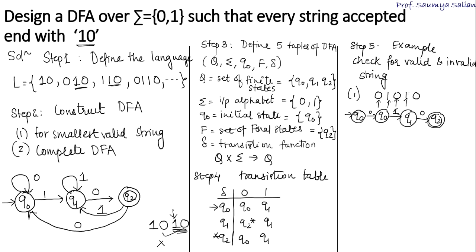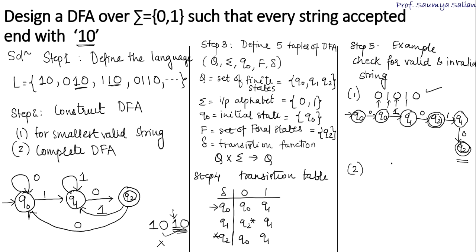Next, Q2 on input 1 goes to Q1, right? Finally, Q1 on input 0 goes to state Q2, which is a final state. So this is a valid string and it is reaching the final state at the end. So this string is accepted by the DFA.